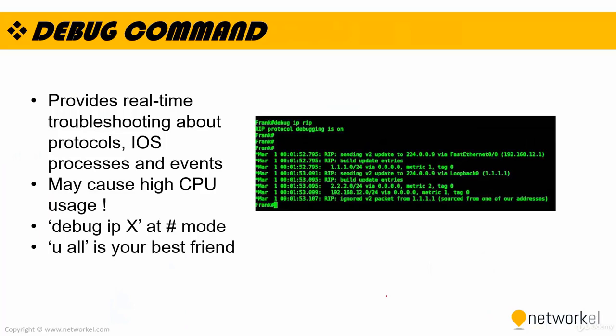And we also have the debug command, which provides real-time troubleshooting information about protocols, IOS processes, and events. But please keep in mind that you should use the debug command very, very carefully, because it may cause high CPU usage. If you want to stop the debugs that you opened, you should perform the undebug all command, and that's your best friend. For example, debug ip rip is an example usage of the debug command, and you are debugging the RIP messages.